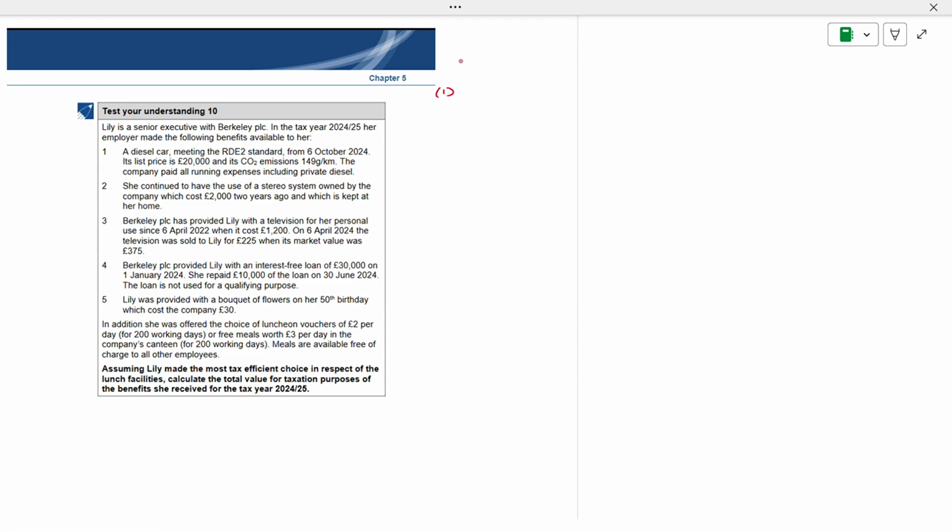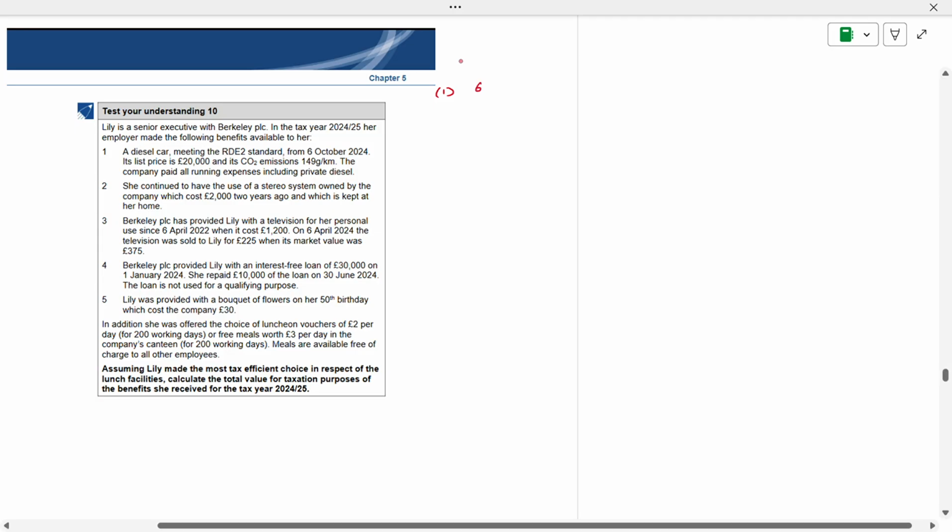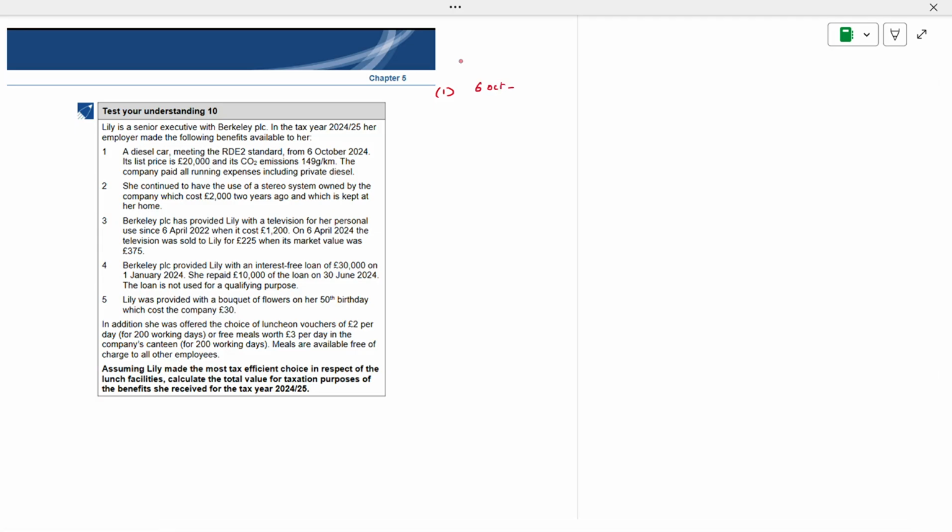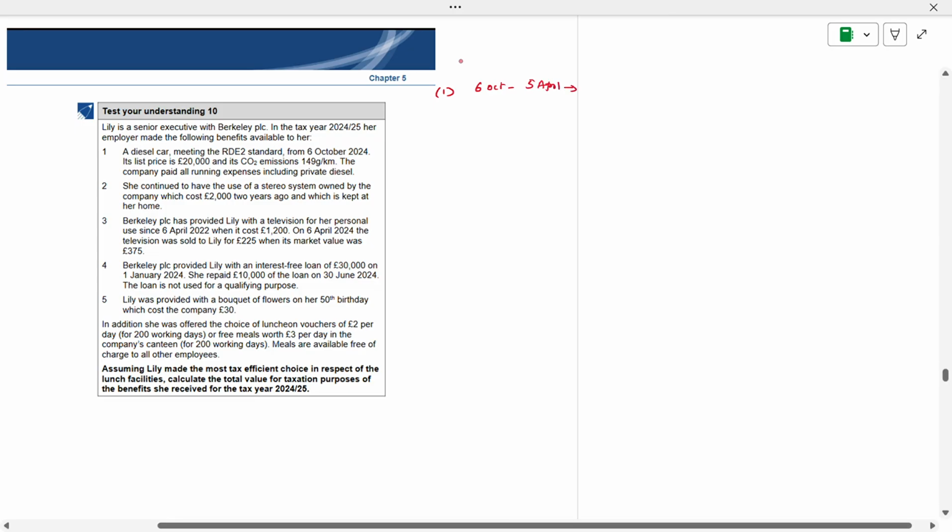Okay? First, the diesel car meeting RDE2 standards. 6th October. From 6th October to the 5th of April, how many months are there? Say 6th October, November, December, January, February, March. How many months are there? 6 months.